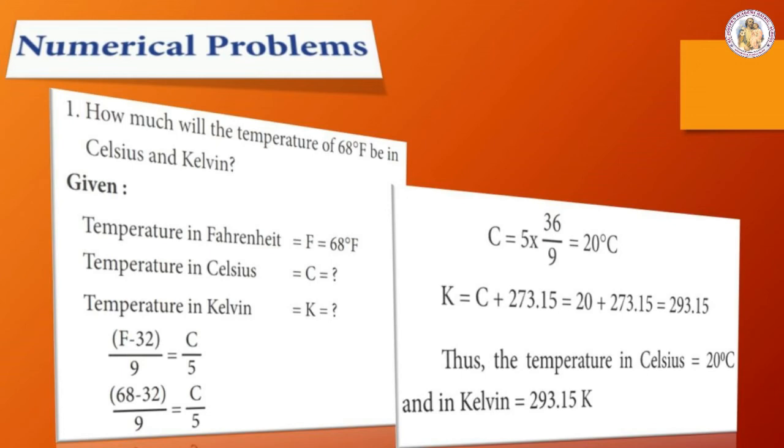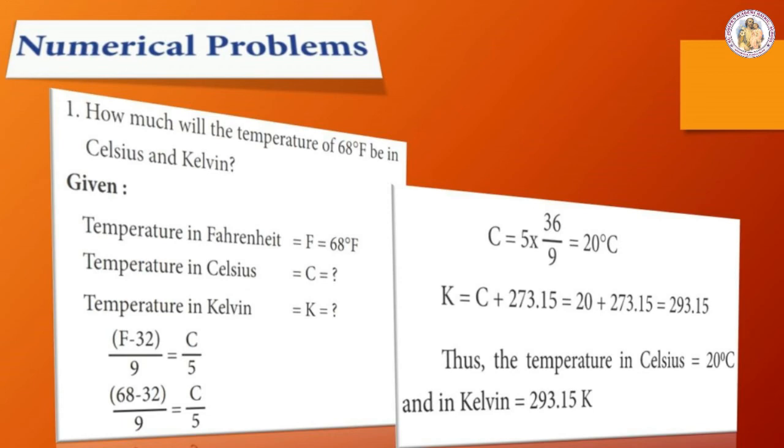So we are getting 36 by 9 is equal to C by 5. Now we need the value of C. So take the C out. So we get the formula 5 into 36 by 9, that is equal to 180 by 9. So the answer is 20 degrees Celsius. So now we have the value of Celsius.